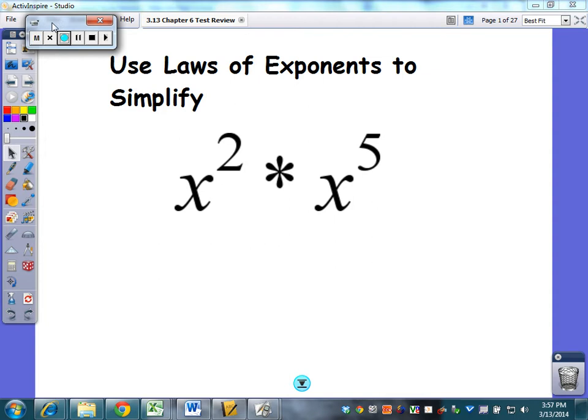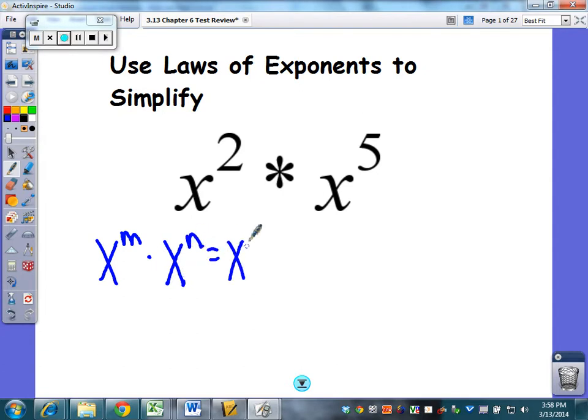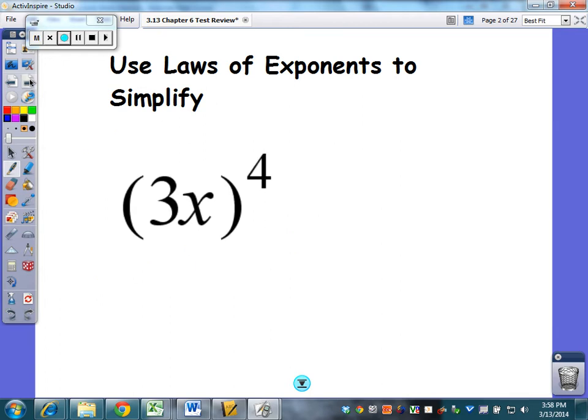All right, so again, this is a little bit easier for us to work with right here, where we know that there's a property of exponents that says if I have x to the m times the same base, x to the n, we have x to the m plus n. So we said this right here was going to be x to the 7th when we're adding 2 plus 5. Okay, next we have 3x to the 4th.